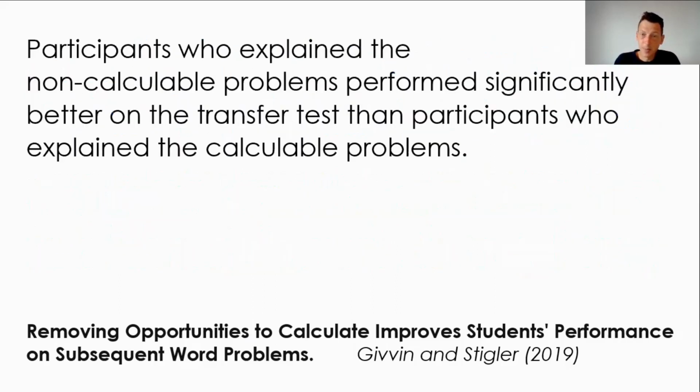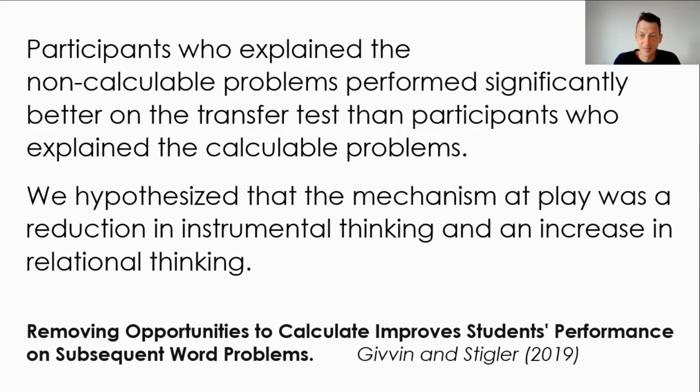And what we see is that participants who explained the non-calculable problems performed significantly better on the transfer test than participants who explained the calculable problems. So they were then given calculable problems afterwards, and we had a look at the impact of what had happened prior to them seeing those questions. We hypothesized that the mechanism at play was a reduction in instrumental thinking and an increase in relational thinking. This key idea is that children have to think about the relations of the task before they jump in to actually performing those calculations.